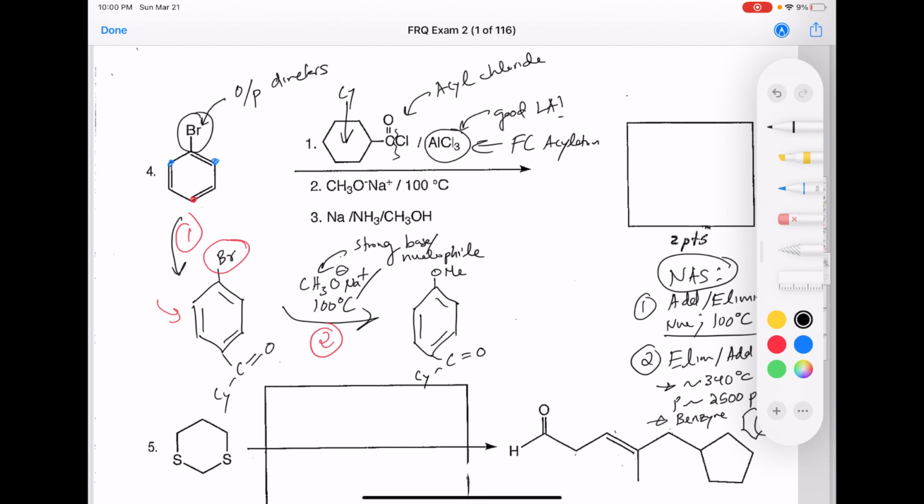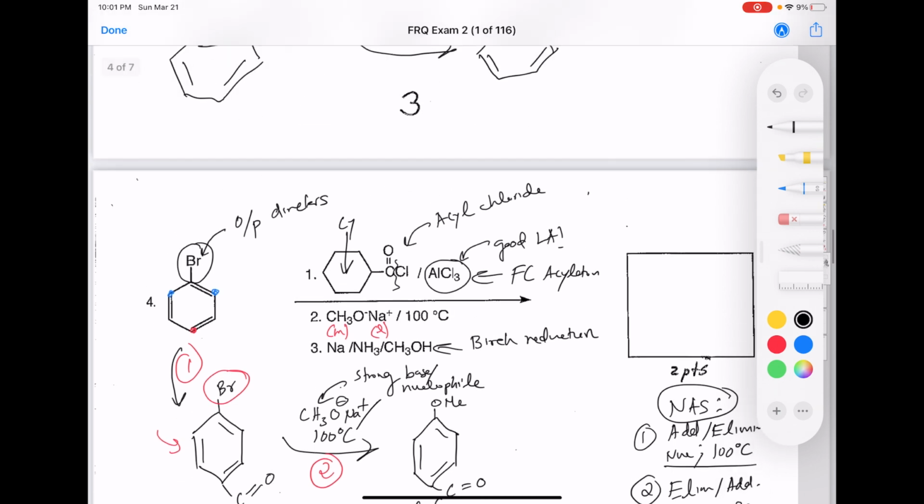Now we have one more step, and this step involves an interesting mixture of reagents: sodium metal in liquid ammonia and methanol solution. This set of reagents is part of a reaction known as the Birch reduction. In short, and this is a very vague description, you basically go from a benzene ring to a ring that only has two double bonds, but there are more specifics to it.